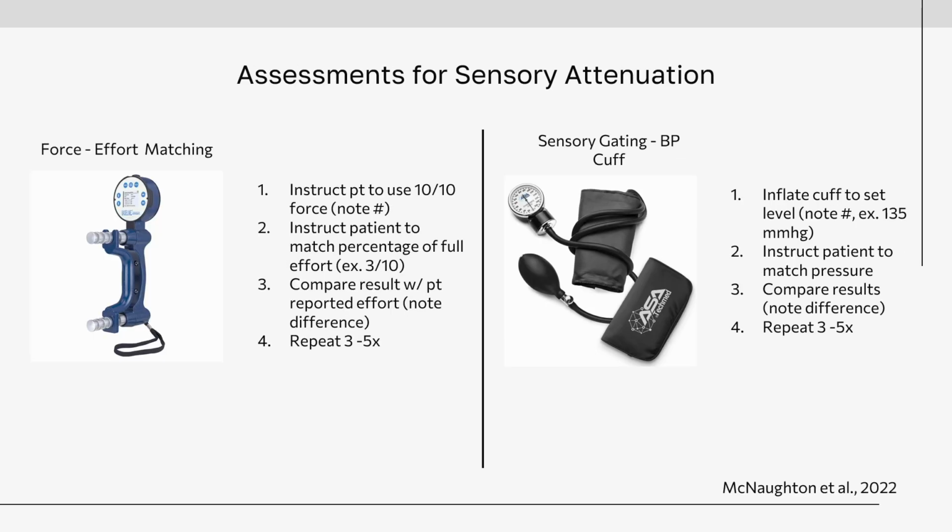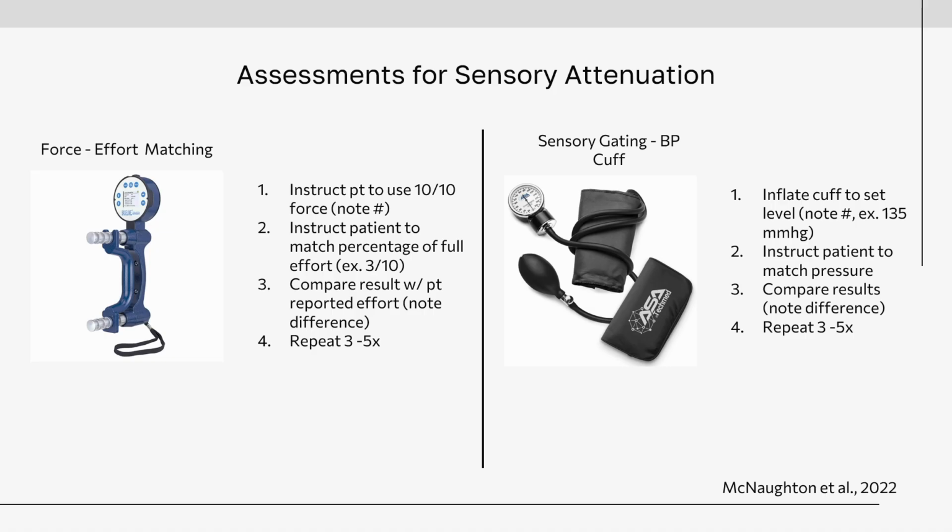So the assessments for sensory attenuation really for us will break down into force effort matching and sensory gating. And we'll first start by talking about force effort matching. This is complex, but pretty simple to understand and implement. All you really need is either a scale or a dynamometer, just something to measure the amount of force being produced by the patient. It's simple.